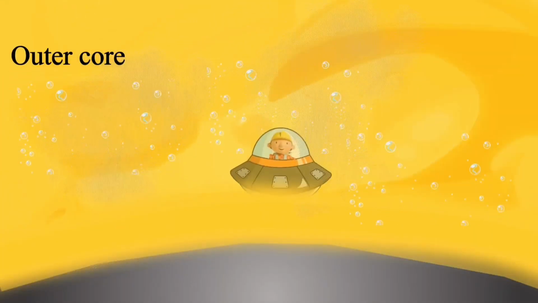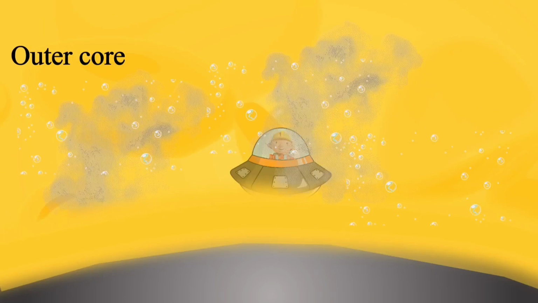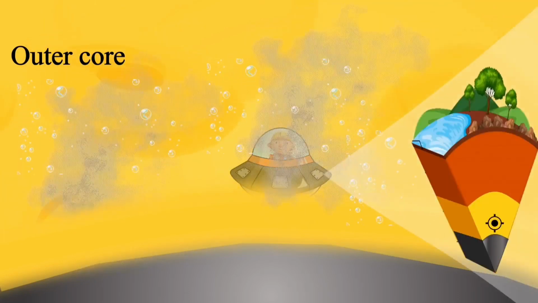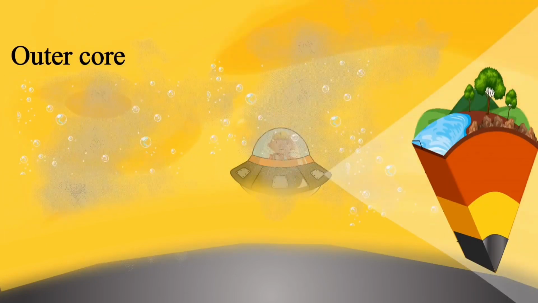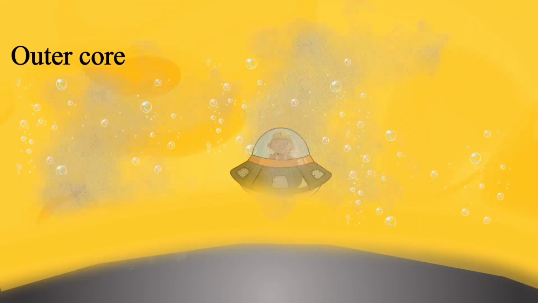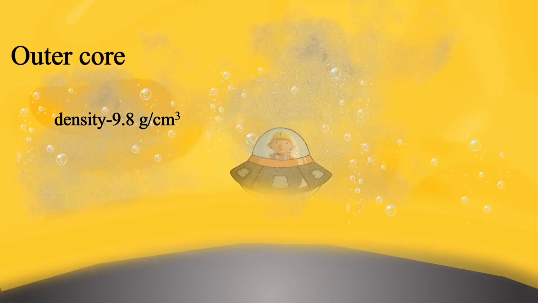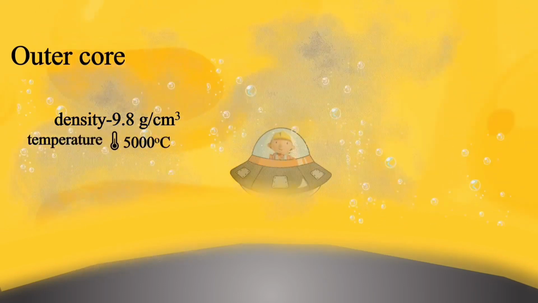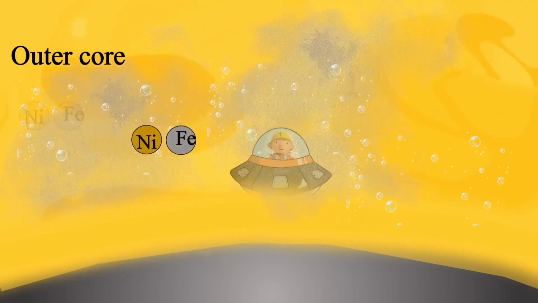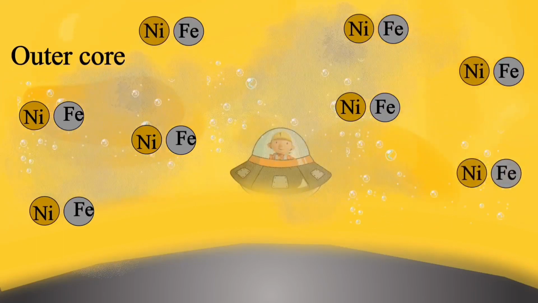Outer core extends from around 2900 km to 5100 km. The density of this layer is 9.8 gram per cubic centimeter, and the temperature of the liquid outer core is around 5000 degrees Celsius. Mainly, iron and nickel are found here in molten state.